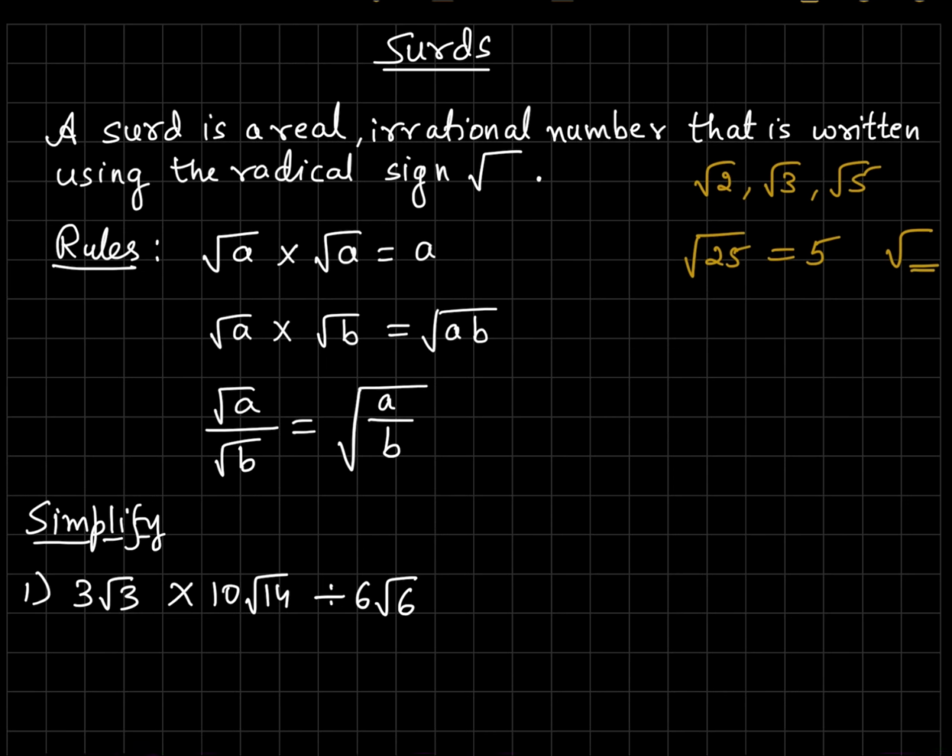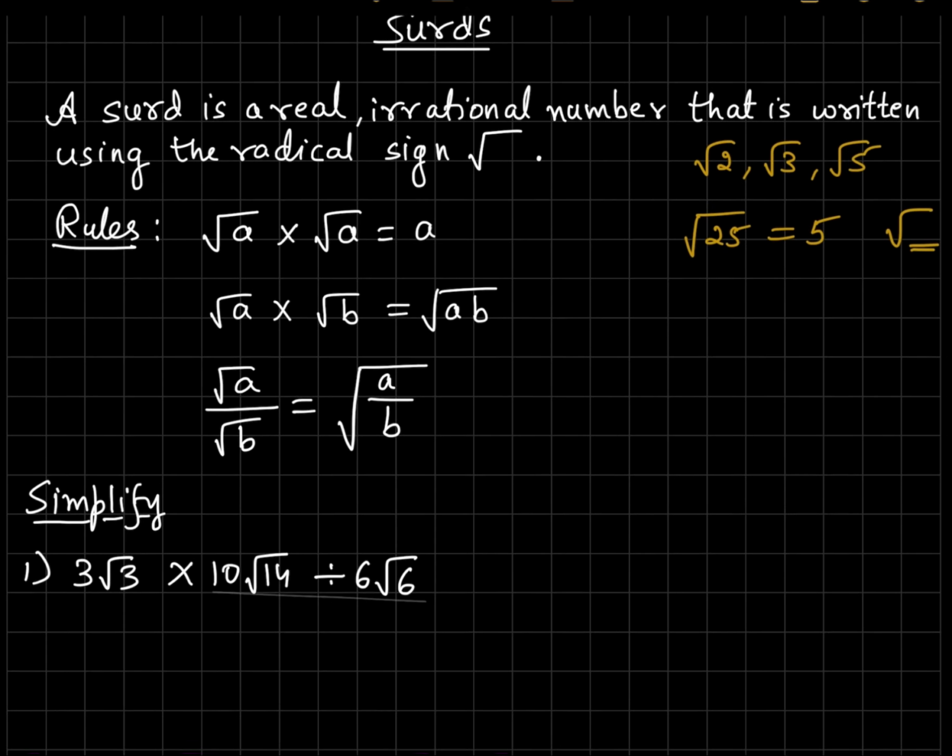Now there are some basic rules to solve surds, and the first one is: square root of a times square root of a would give me a. What does it mean? The square root of 5 times square root of 5 would give me 5, right? And square root of a times the square root of b can be written as the square root of a times b. Like if I have square root of 2 times the square root of 3, I can write it as the square root of 2 times 3, or square root of 6.